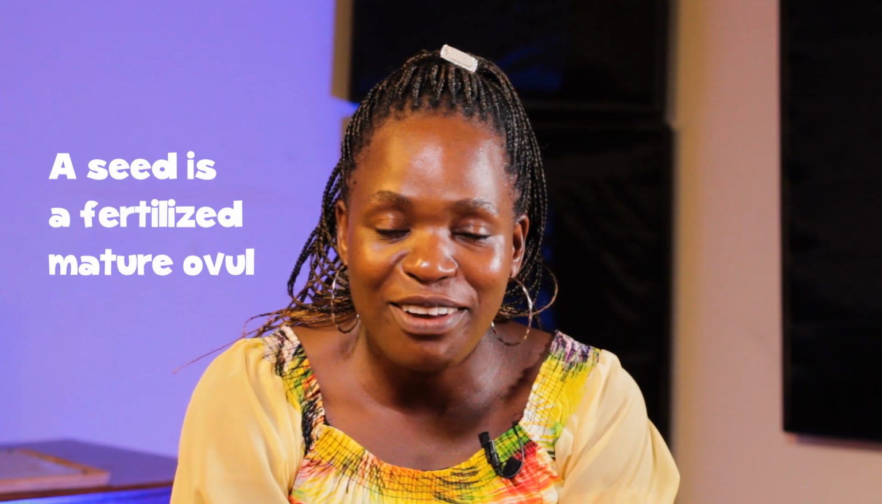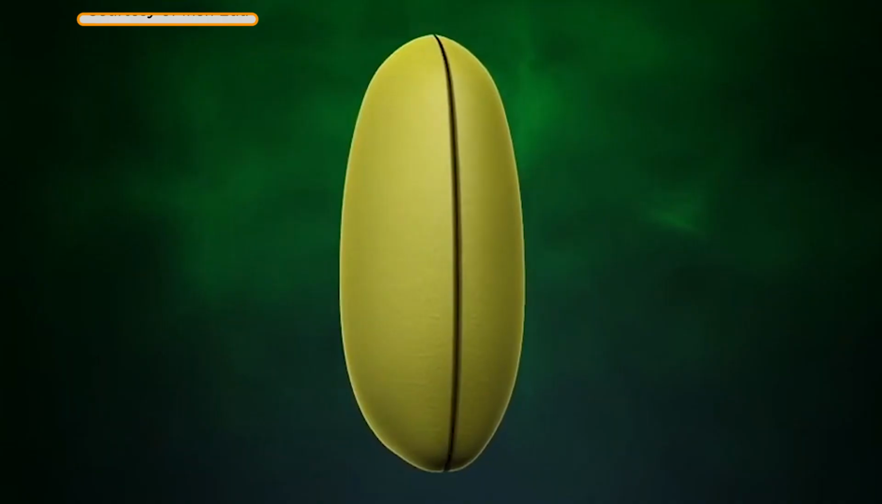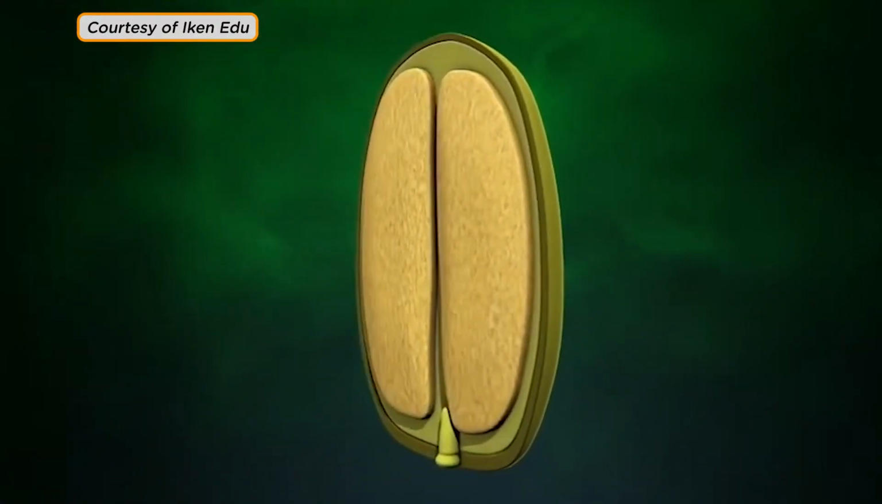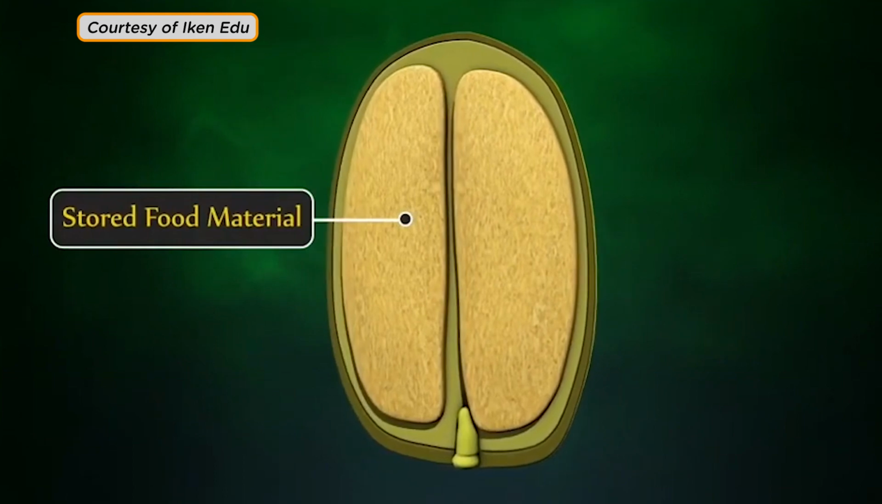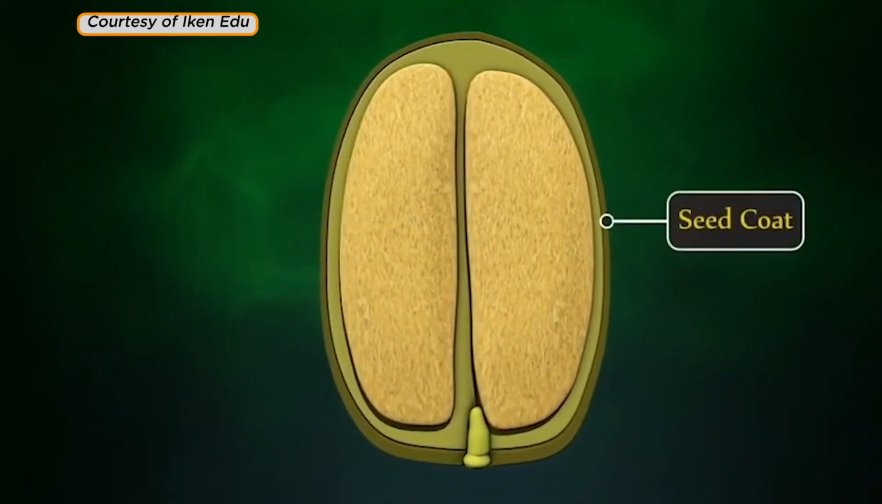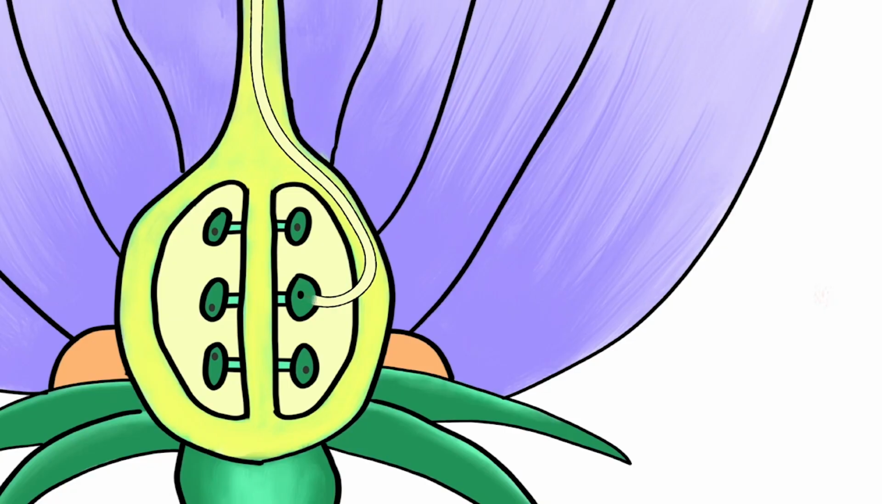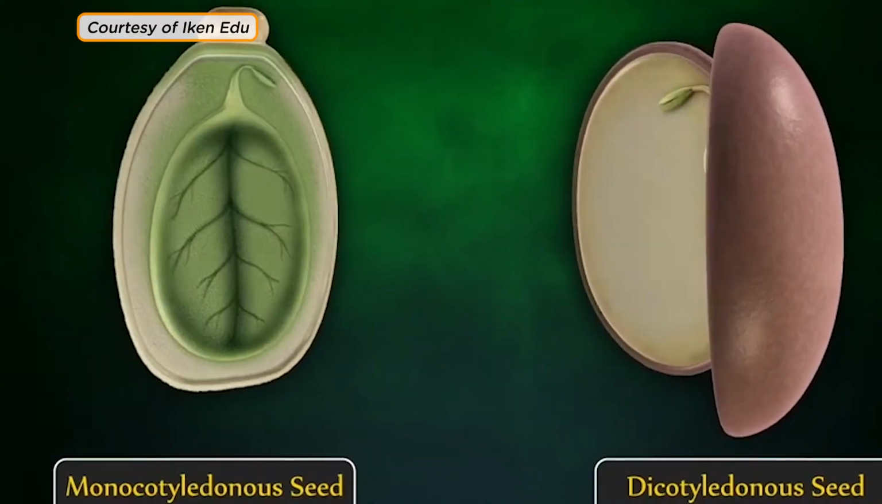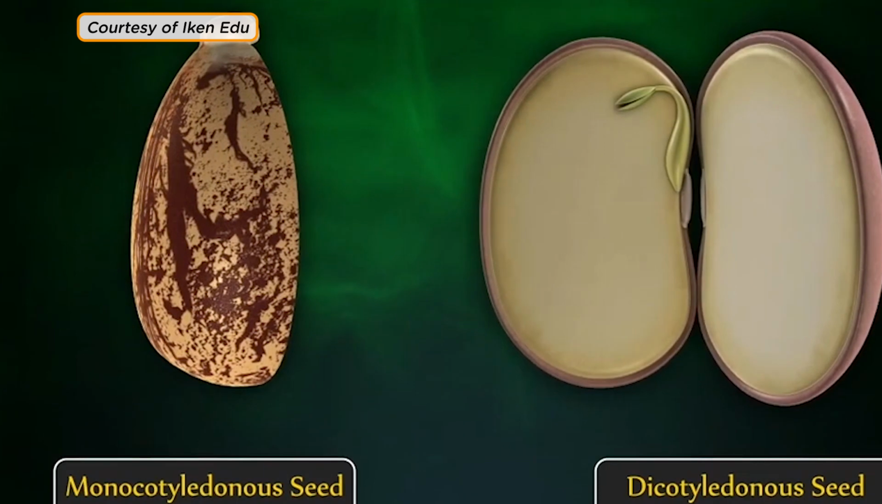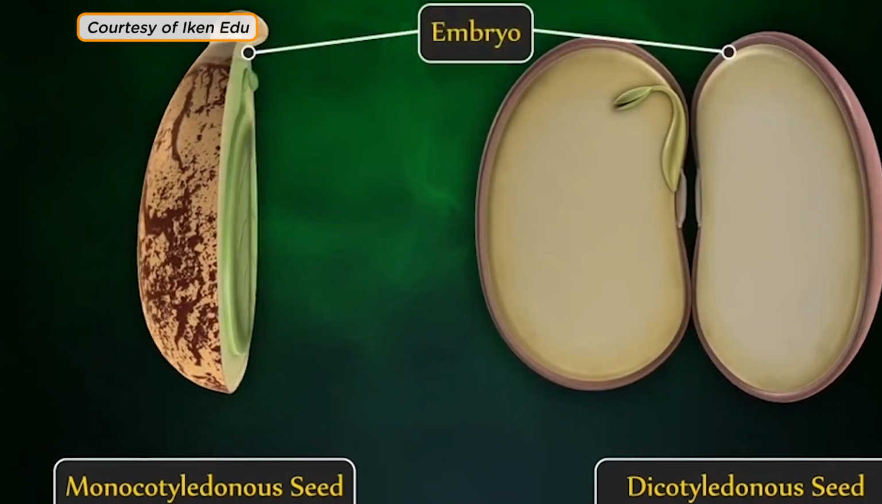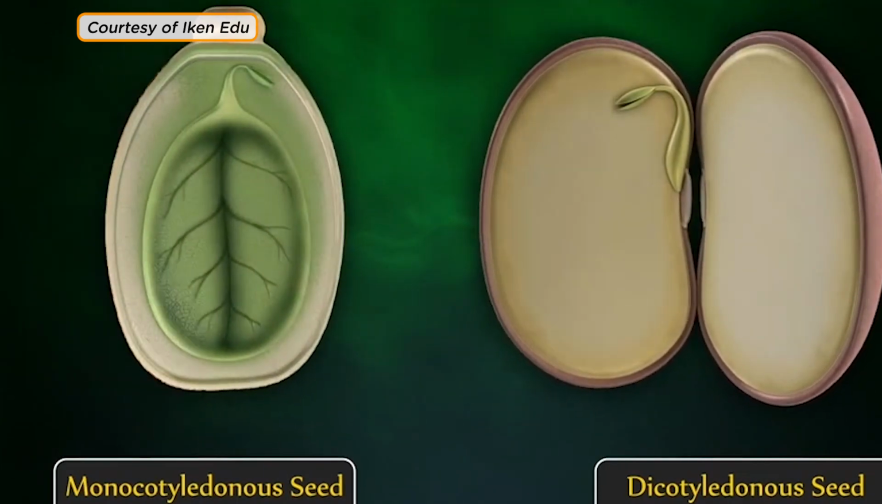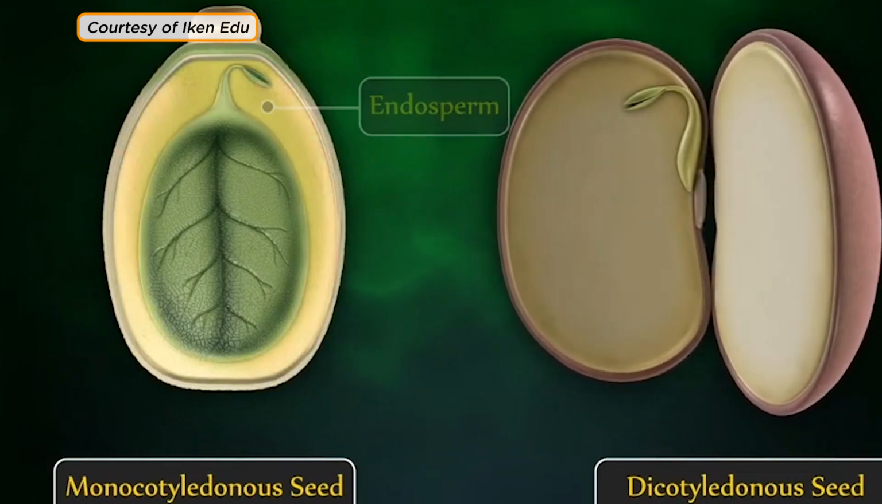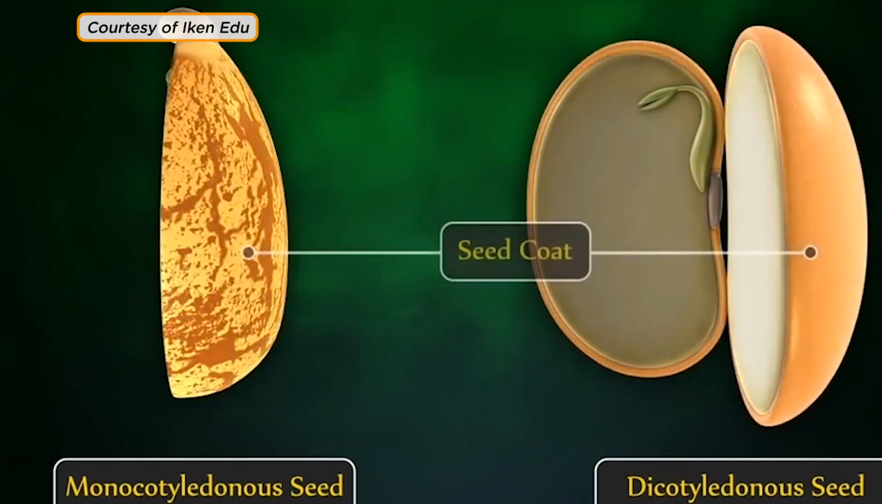A seed is a fertilized mature ovum. It possesses the embryonic plant, stored food materials, and protective coats. After fertilization, changes occur in different parts of an ovule and later transform into a seed. The zygote develops into an embryo. The primary endosperm nucleus gives rise to endosperm, and the coverings form the protective coats.